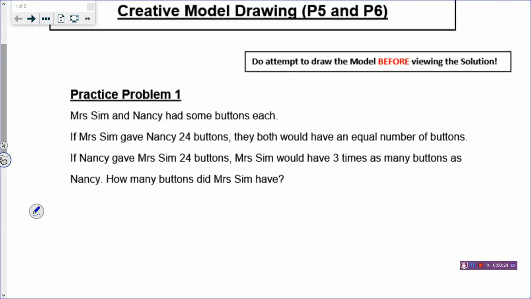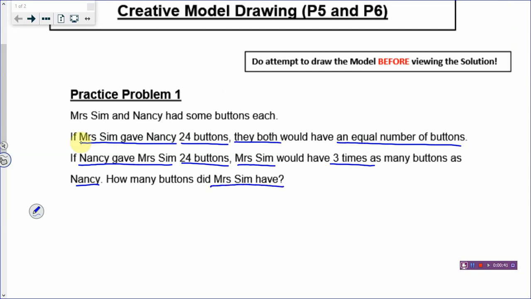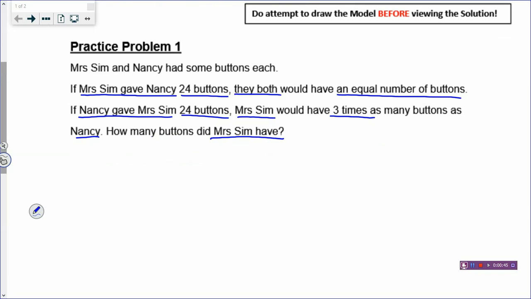Mr. Sim and Nancy have some buttons each. If Mr. Sim gave Nancy 24 buttons, they both will have an equal number of buttons. If Nancy gave Mr. Sim 24 buttons, Mr. Sim will have 3 times as many buttons as Nancy. So how many buttons did Mr. Sim have?